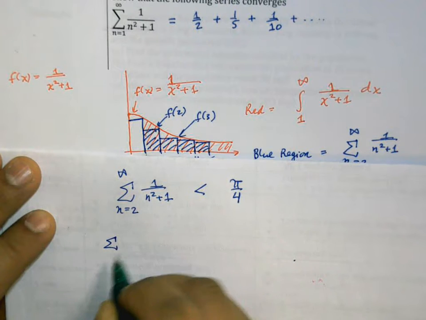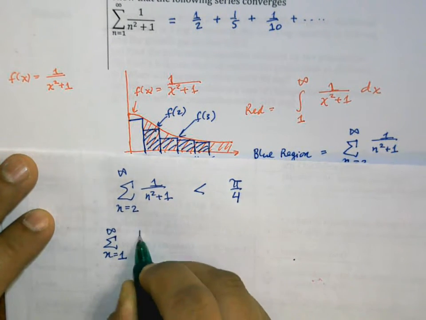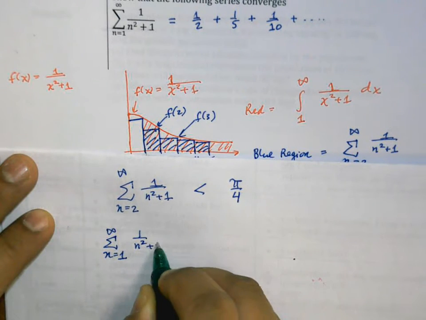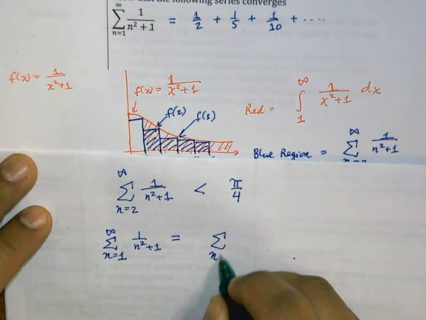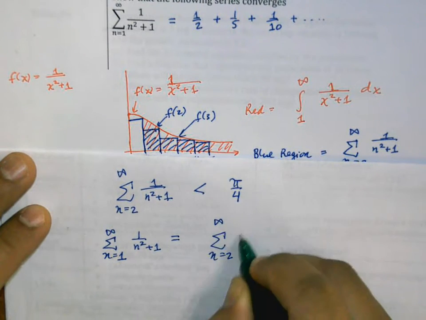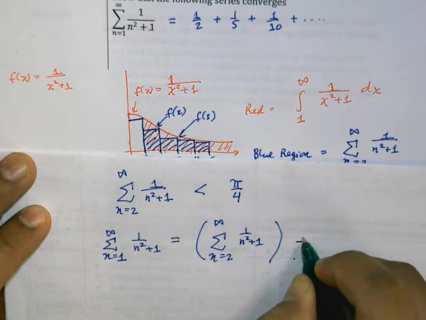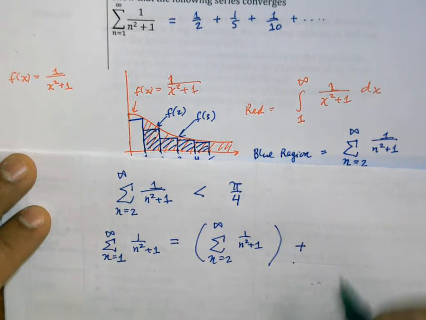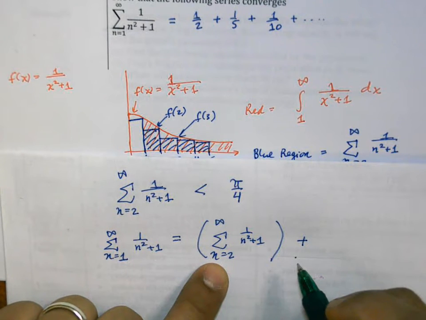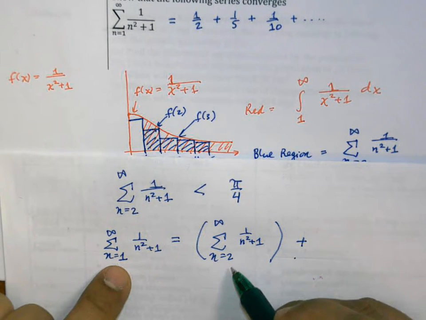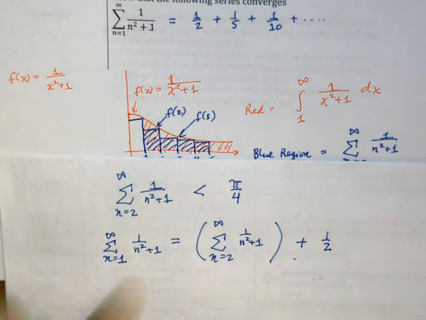So let's just make a quick note. The series from n equals 1 to infinity is simply equal to the series from n equals 2 to infinity, and I'll put this in parentheses, plus the first term. Right, because from n equals 1 to n equals 2, all you're really doing is chopping off the first term. And the first term of this happens to be 1/2.